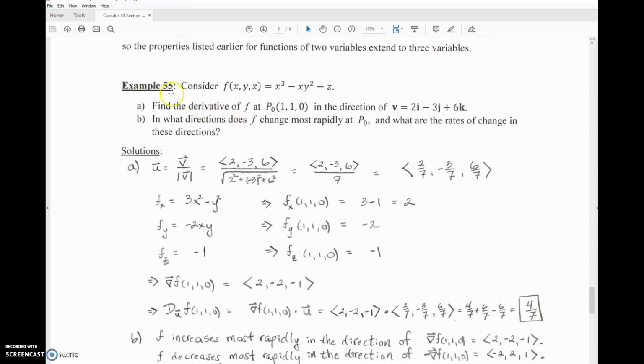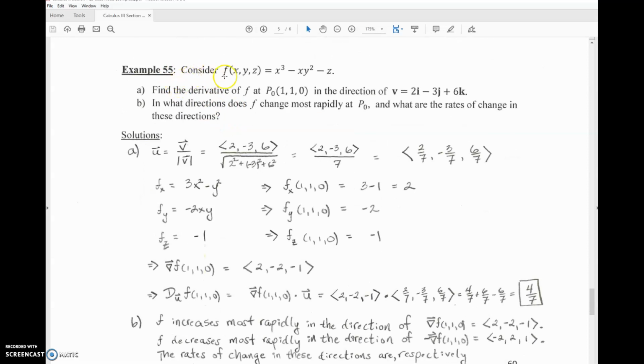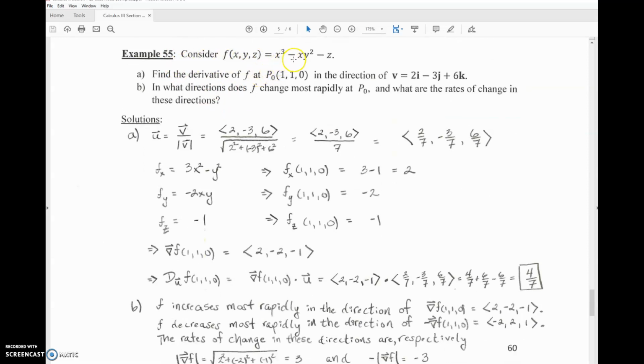Okay, so example 55, let's consider f of x, y, z equals x cubed minus x y squared minus z. So we want to find the derivative of f at the point 1, 1, 0 in the direction of v, which is 2i minus 3j plus 6k. And then we want to talk about these properties. In what directions does f change most rapidly at p0, and what are the rates of change in these directions?